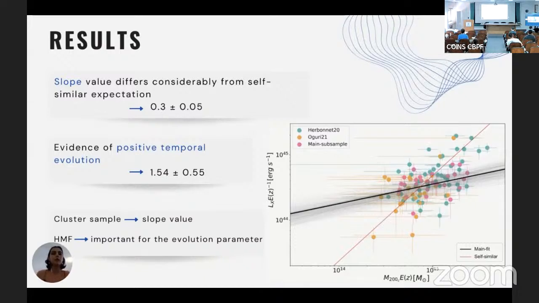And as for the evolution parameter, we found that the most important factor was to consider the halo mass function. If we don't consider this function, we end up with an evolution parameter very close to 0, but with very large error bars. So this term, the halo mass function, was very important to constrain the evolution parameter.